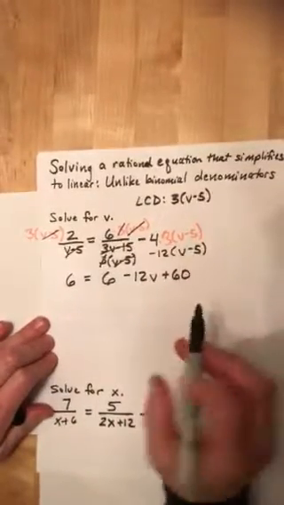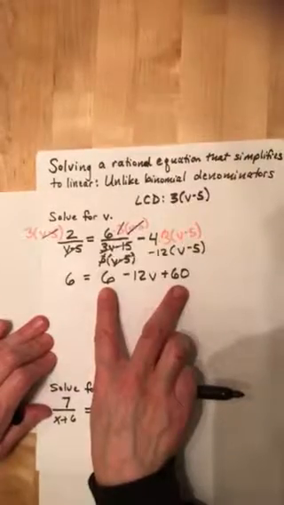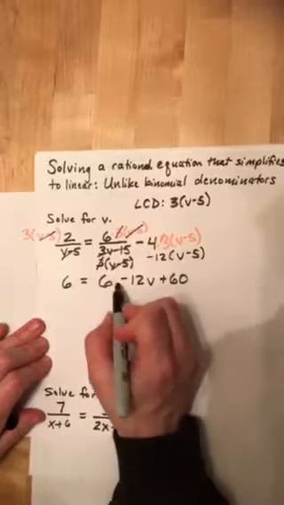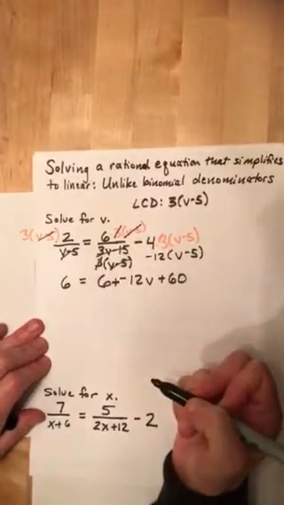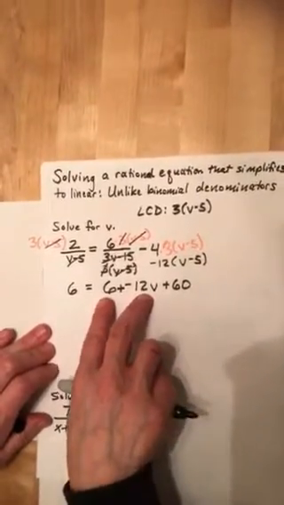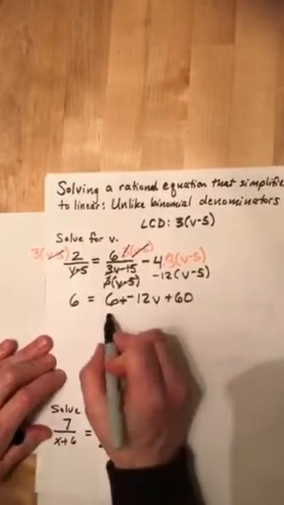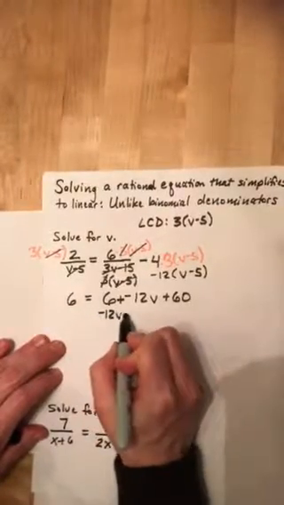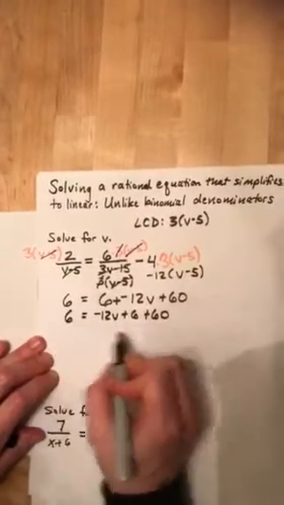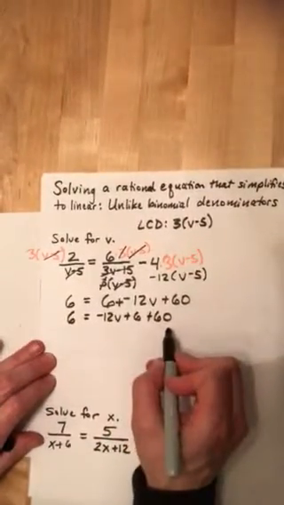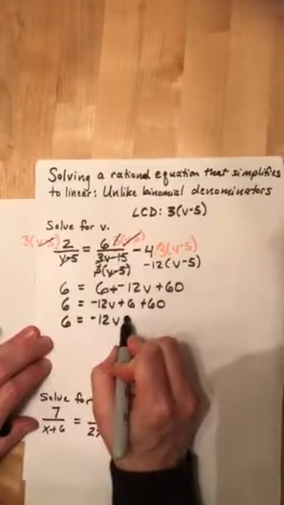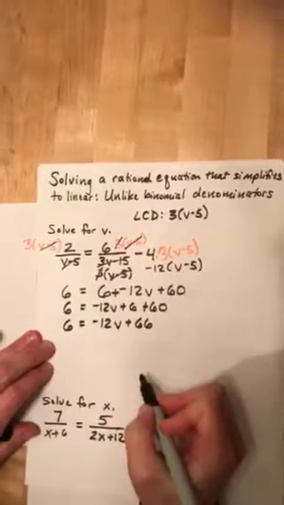Okay, I would like to add these two like terms, and so let's change this minus 12v to plus negative 12v, and then I'm going to use my commutative property of addition to switch the order of these two terms. So negative 12v plus 6 plus 60. Then the 6 and the 60 are next to one another and can be added. And so now I have 6 equals negative 12v plus 66.